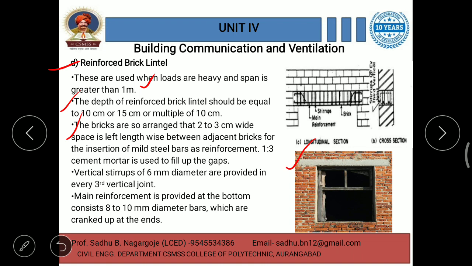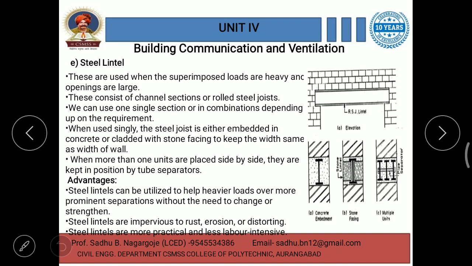Vertical stirrups of 6 mm diameter are provided in every third vertical joint. The main reinforcement is provided at the bottom, consists of 8 to 10 mm diameter bars which are cranked up at the ends. Okay. Then the fifth and last type, that is steel lintel.